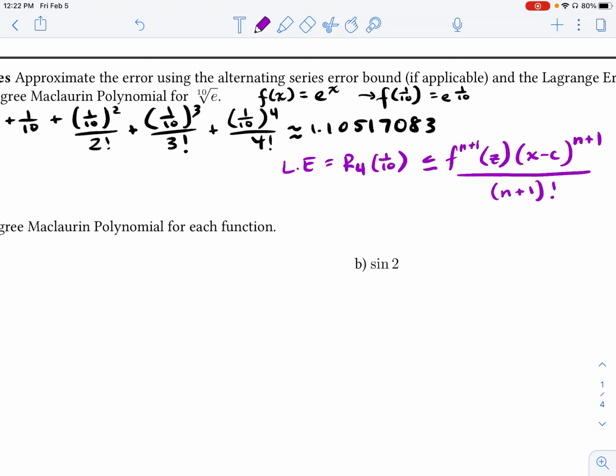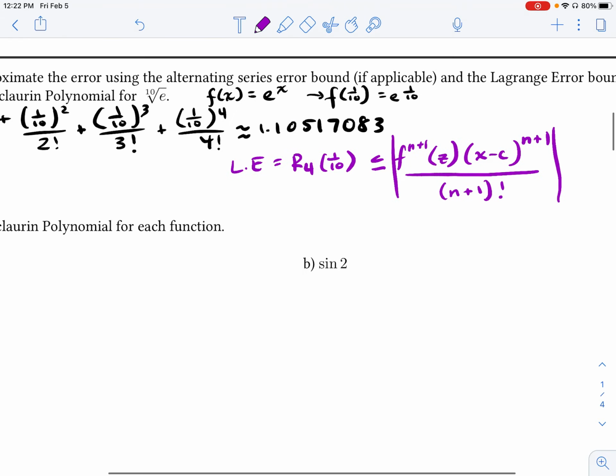And since we're looking at just the error, we're just going to go ahead and write the absolute value of this, right? Whether or not it's positive or negative, whether or not it's an overestimate or underestimate, I'm just concerned about finding the error or the distance here.